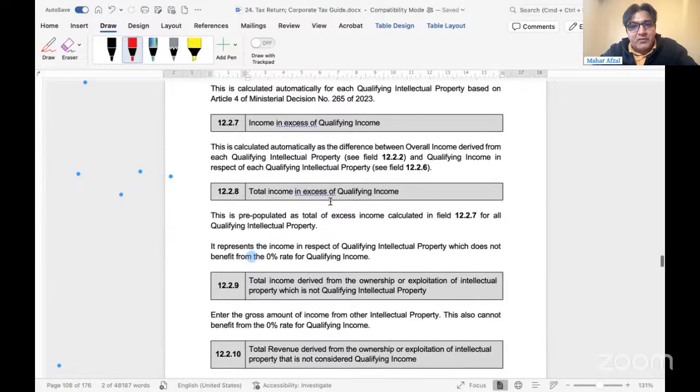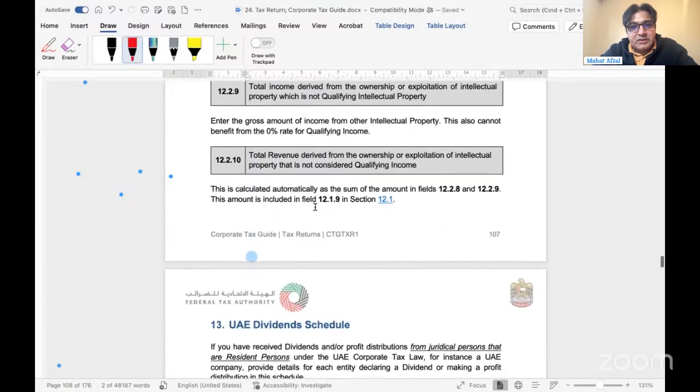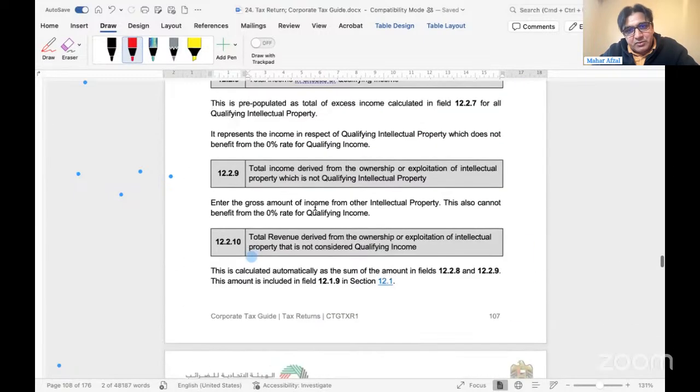Income in excess of qualifying income. Go through this, the very basic thing you can go. So basically, we have concluded qualifying free zone person. This is just based upon the basic understanding I discussed earlier. If you have any specific questions, I'll be happy to address them. You can drop me an email.